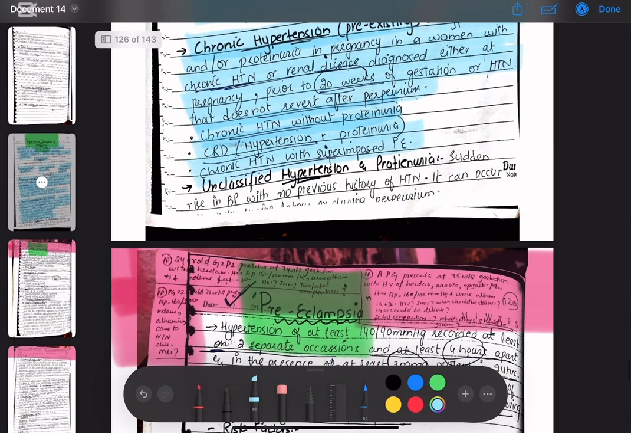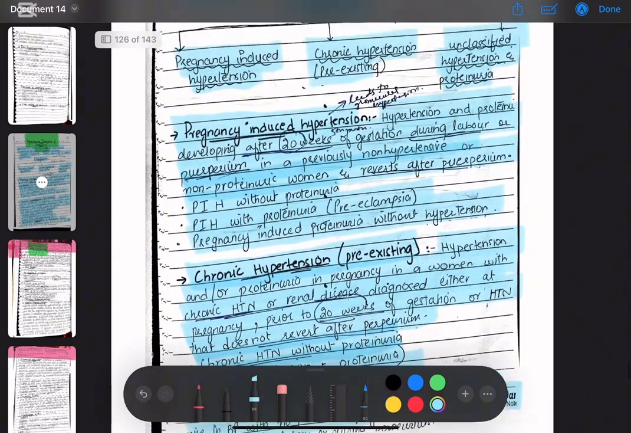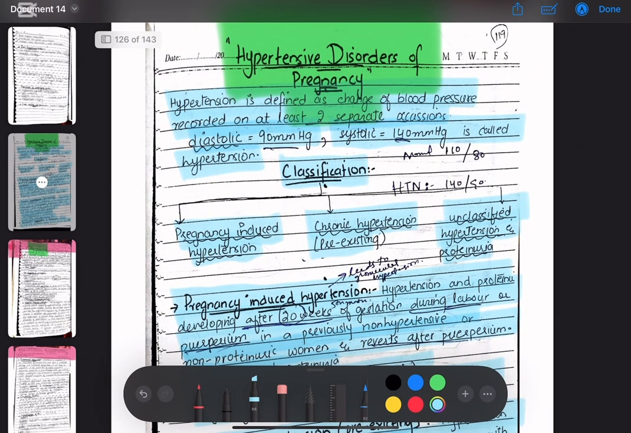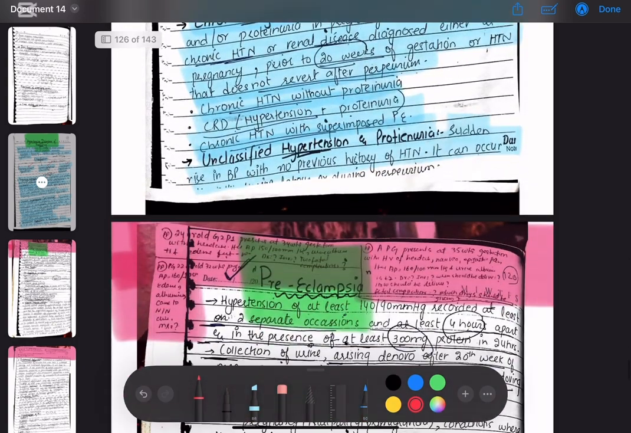Now we have the unclassified hypertension and proteinuria, which is a sudden rise in BP with no previous history of hypertension. So there are three major classes of hypertension. One is pregnancy-induced, which starts in the pregnancy. One is chronic hypertension, which is pre-existing, and one is unclassified hypertension with proteinuria, which is a sudden rise in BP.